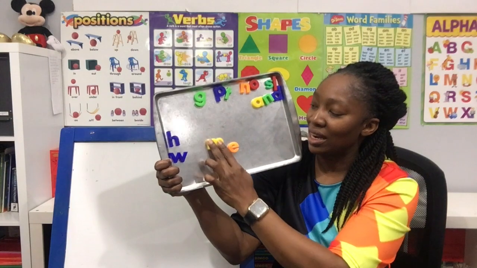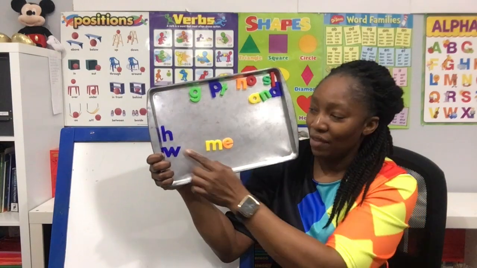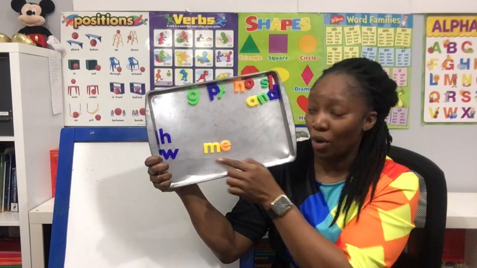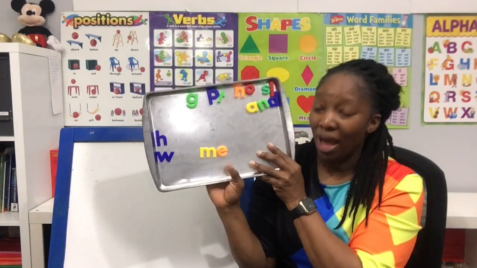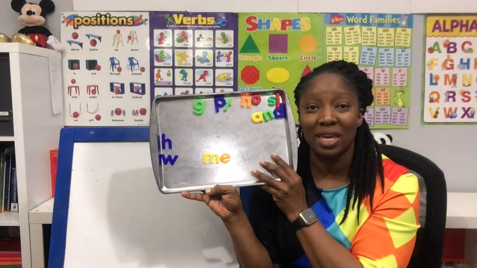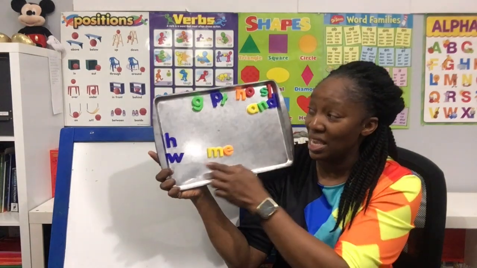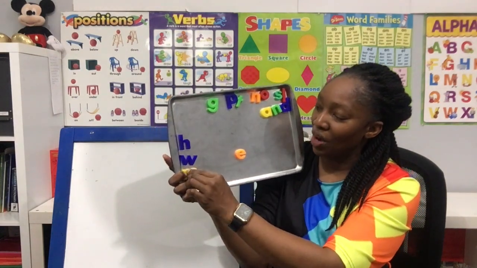I can even change it. Now I'm adding another letter. What do you think that is? If that one was we before, now it's what? Me. Yes. My sister gave me a toy. Me. Very good.